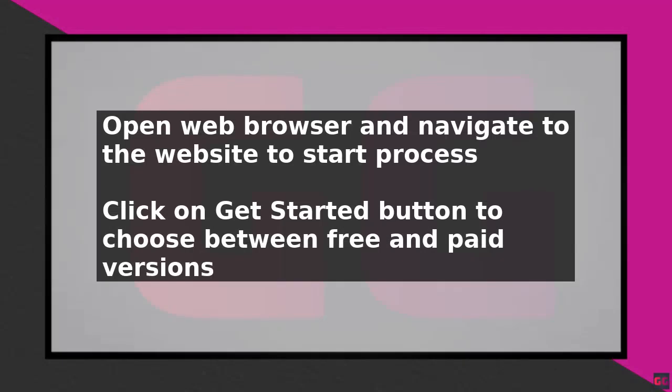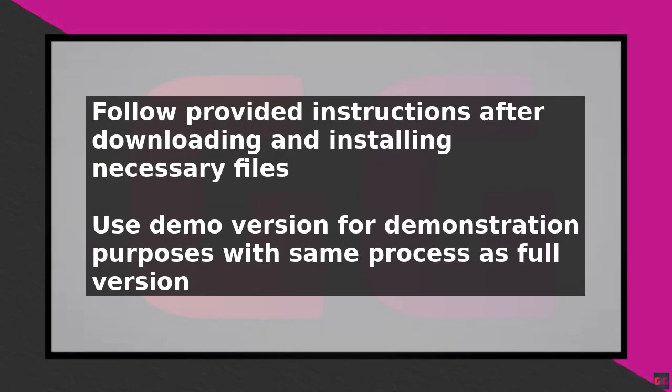To delete cache on a certain platform, start by opening your web browser and navigating to the website. Once there, click on the Get Started button, which will prompt you to choose between the free and paid versions. After downloading and installing the necessary files, follow the provided instructions.